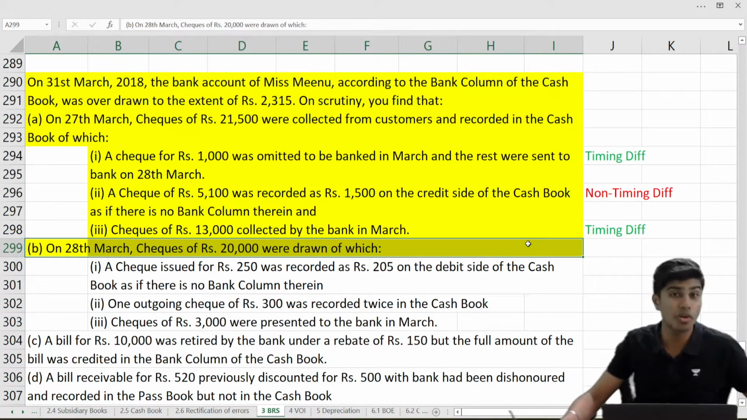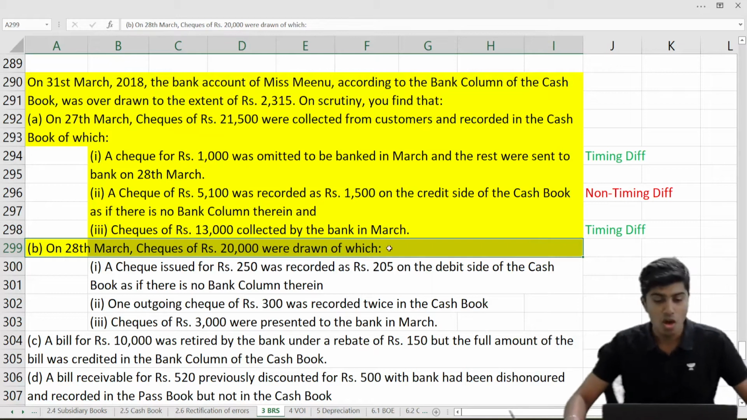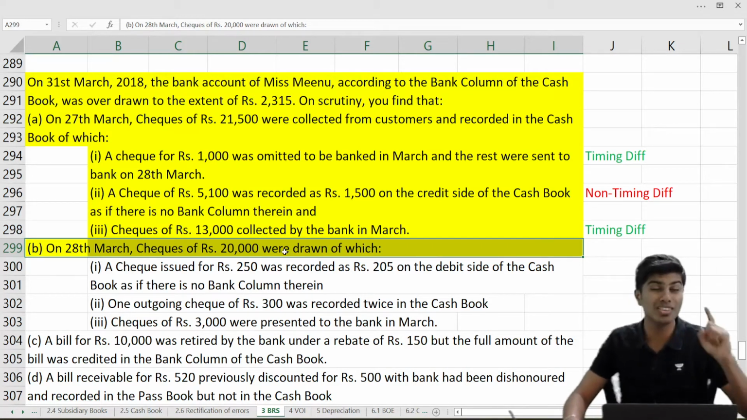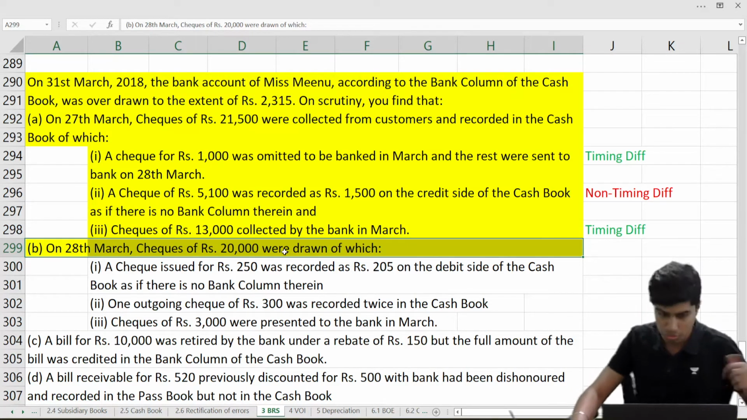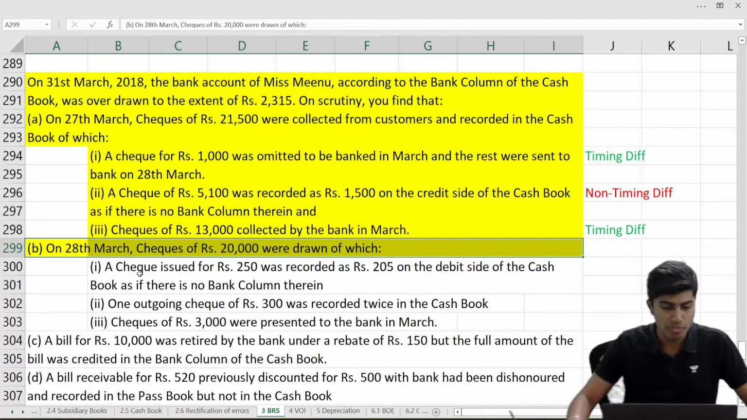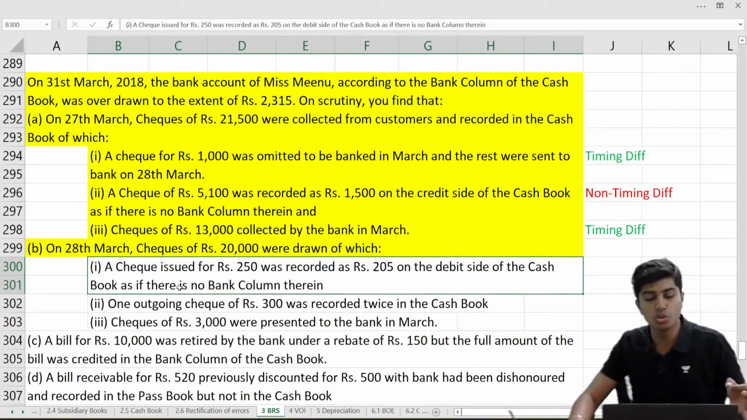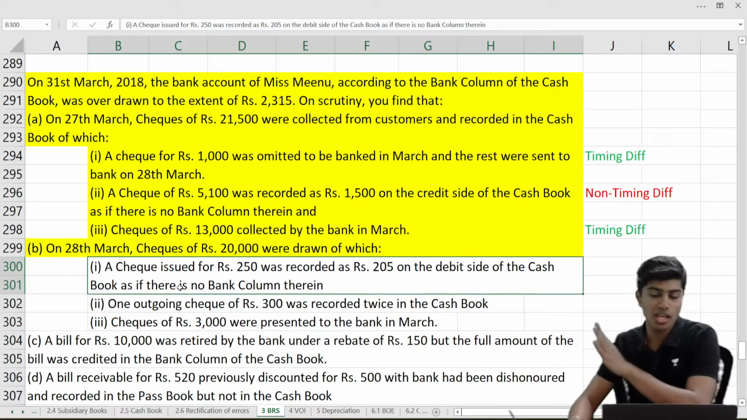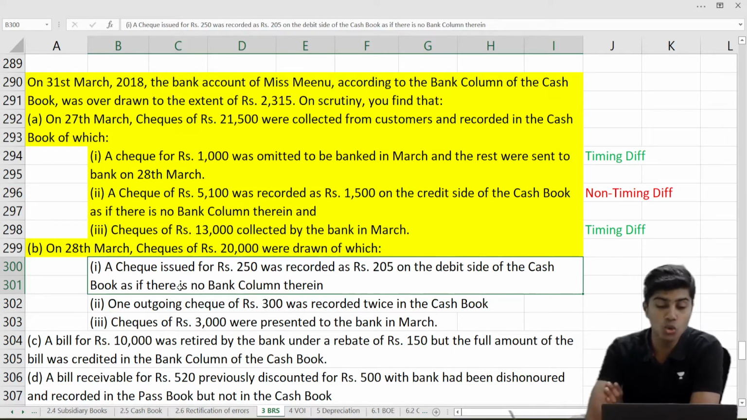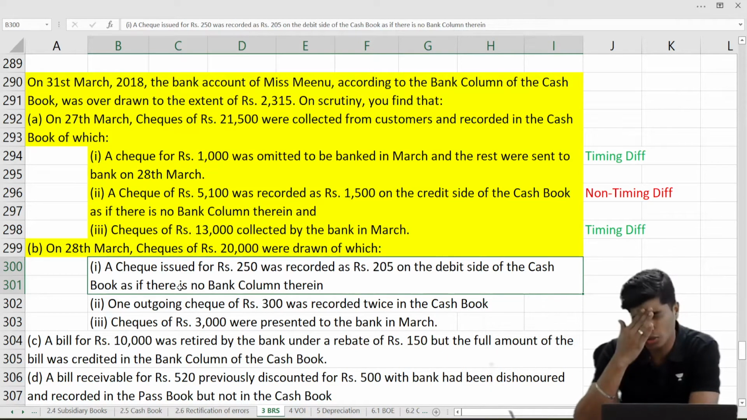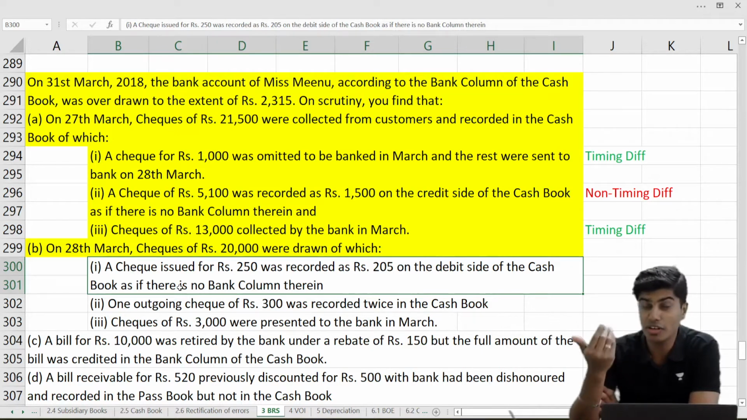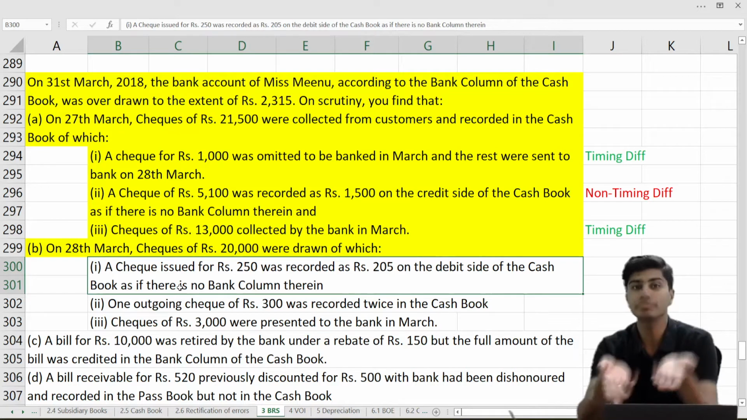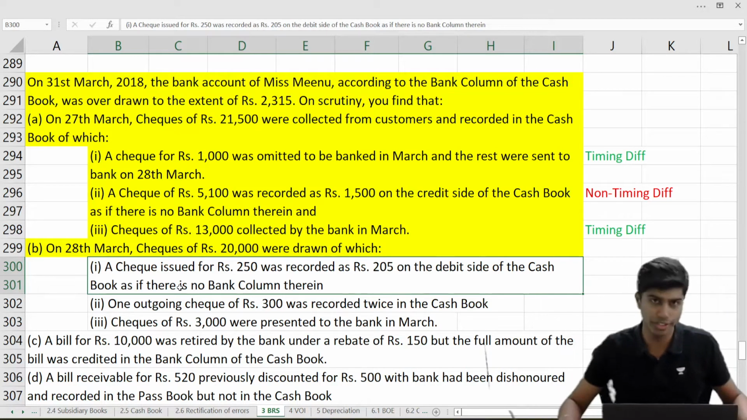Drawing means issuing the check. What do you mean when you say drawing? It is issuing the check. How much checks have been issued? Checks worth rupees 20,000 have been issued. Okay. What has happened out of this? A check issued for rupees 250 was recorded as 205. What is the value of the check given? 250. They have wrongly recorded it as 205. 45 rupees. You did that.